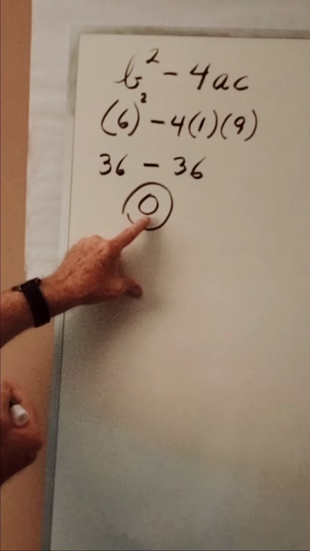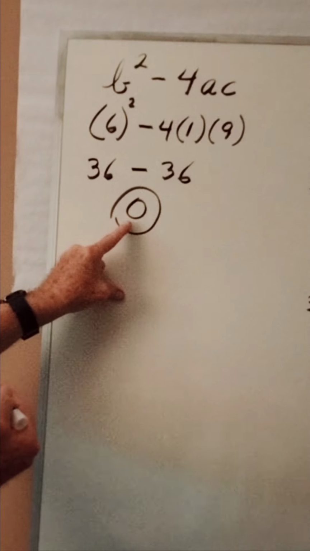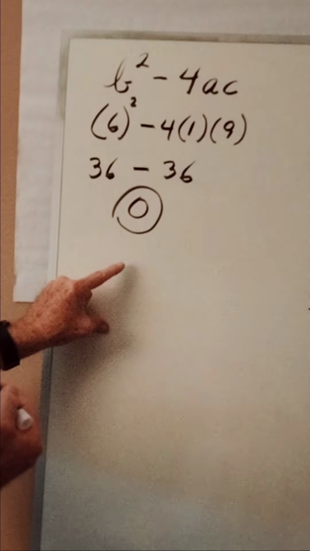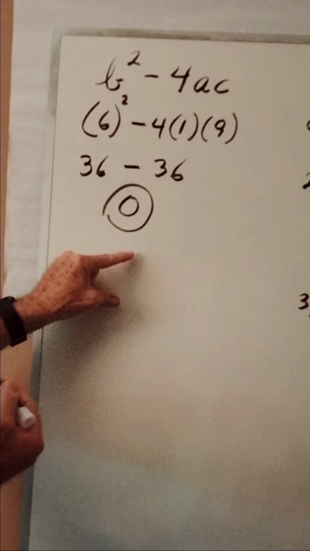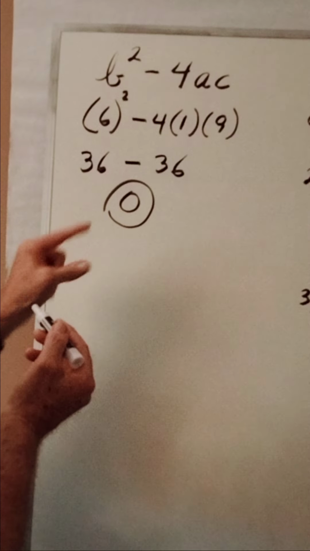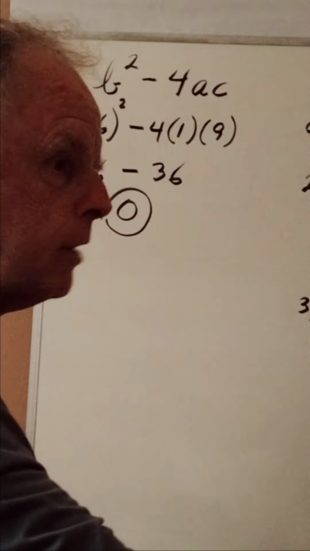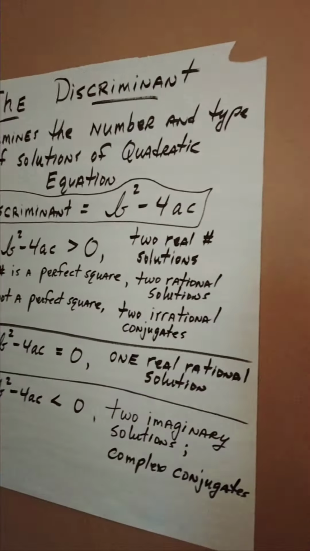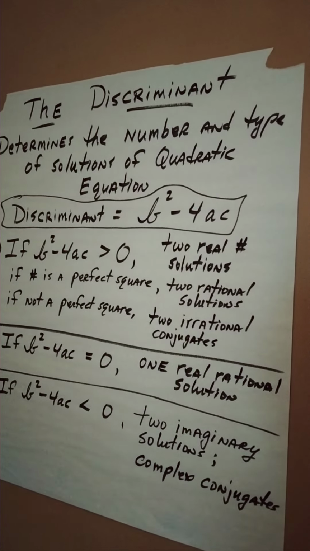Now, the question is going to ask this twofold. Find the value of the discriminant and then identify the number and the type of solutions that value is going to represent. Since the value of the discriminant is 0, I'll refer back to that chart just a little bit. If the value of the discriminant is 0, there is exactly one real rational solution. And that is what you write.